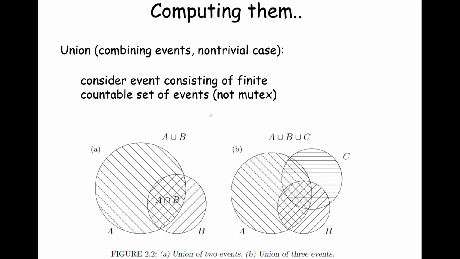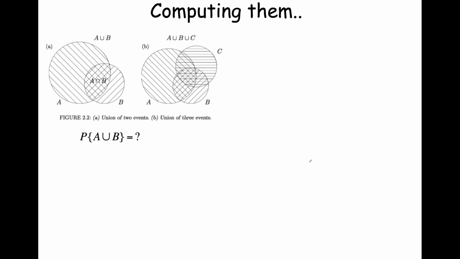Okay, so let's think about events that are not independent from one another, that are not mutually exclusive. So here we have a two-way union of events. Here's A, here's B, and we're taking the union. Here we have a three-way union of events. Let's examine both of these cases. So what's the probability of A union B when it's such that A intersect B is not equal to the empty set? And what does that mean?